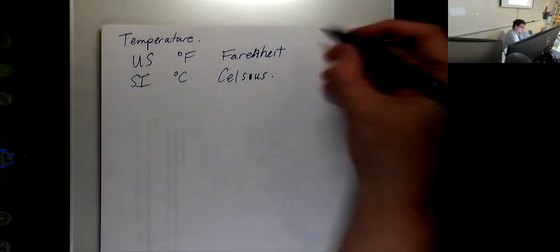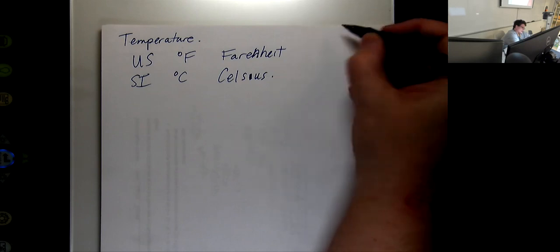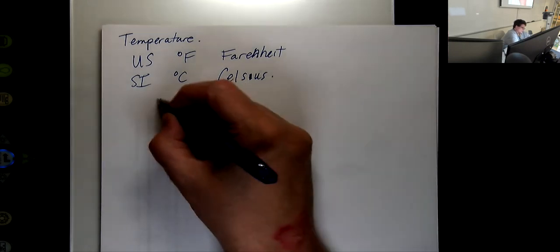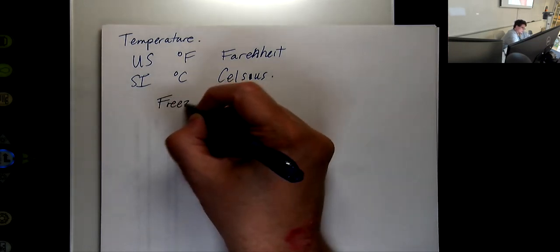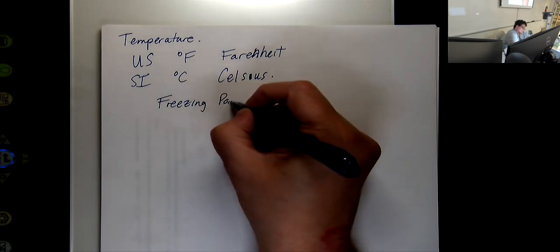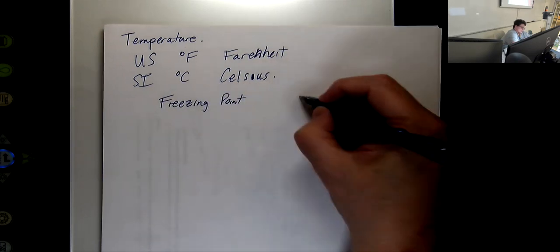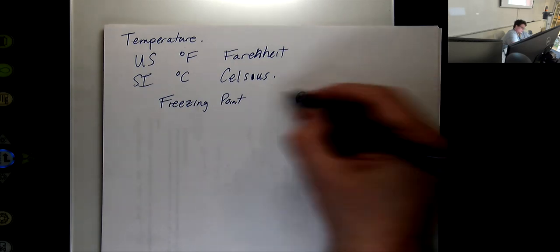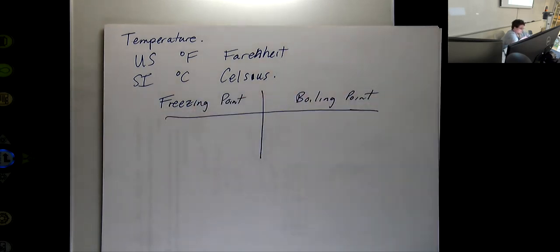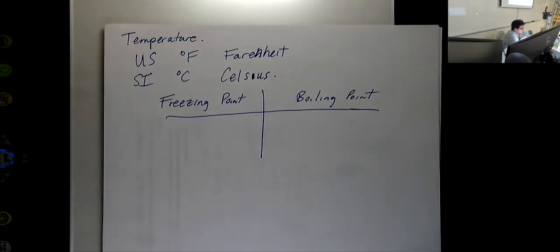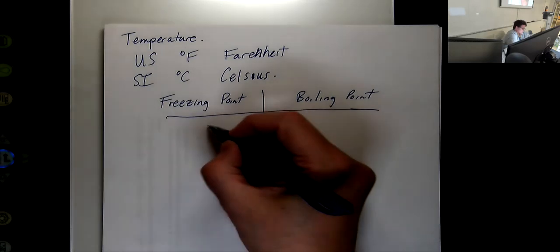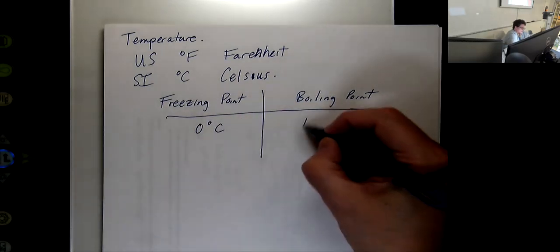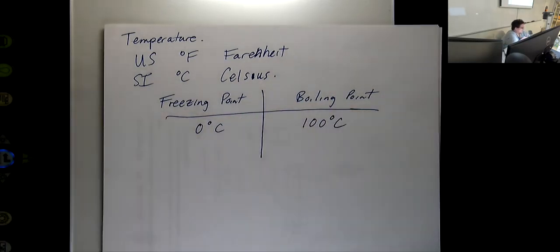So for some information for you, the freezing point of water and the boiling point. We'll look at freezing point and boiling point. What temperatures do these occur at? In Celsius, it's 0 degrees Celsius and 100 degrees Celsius. Nice and simple scale, 0 to 100.